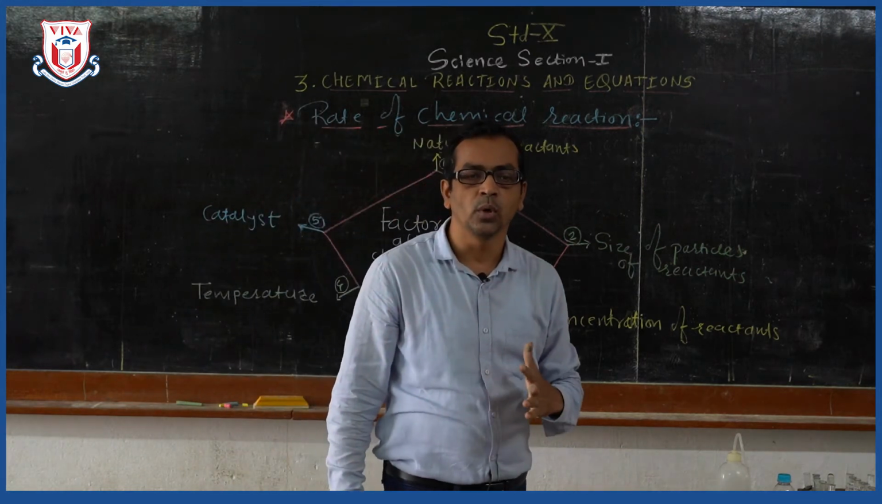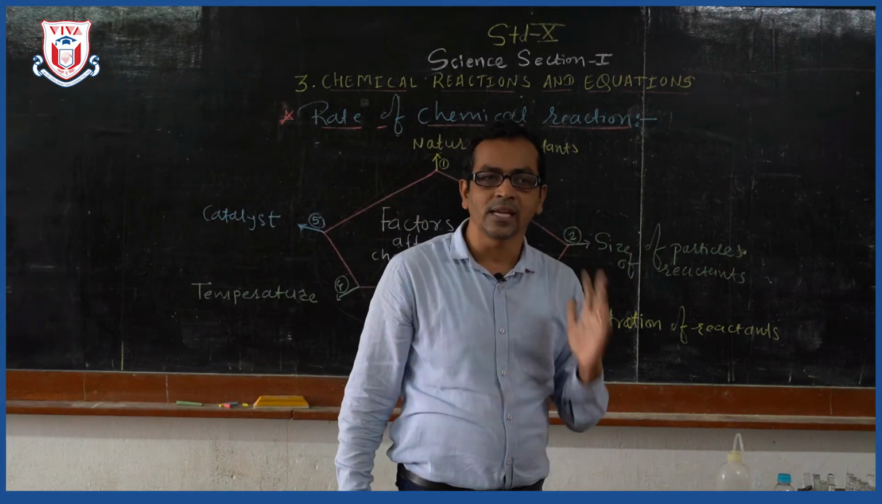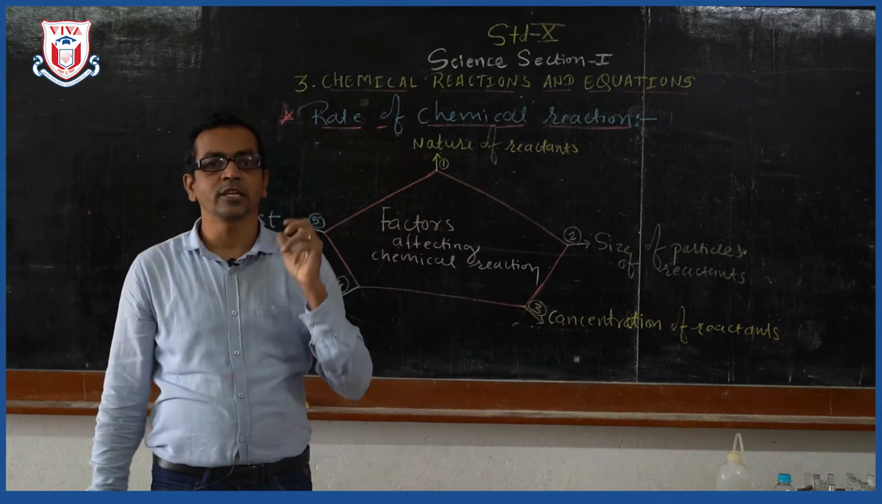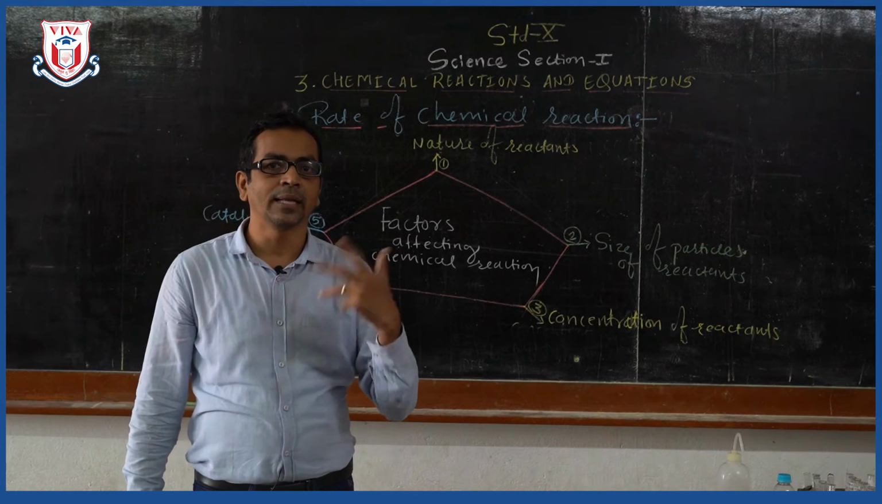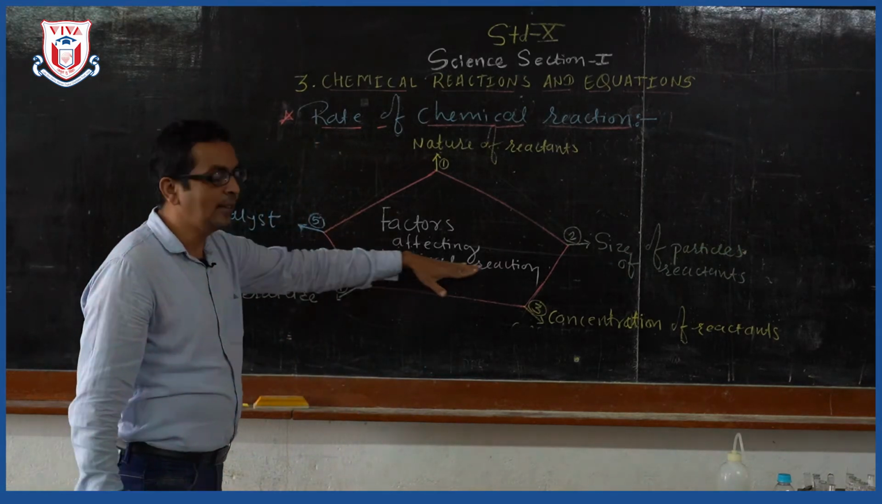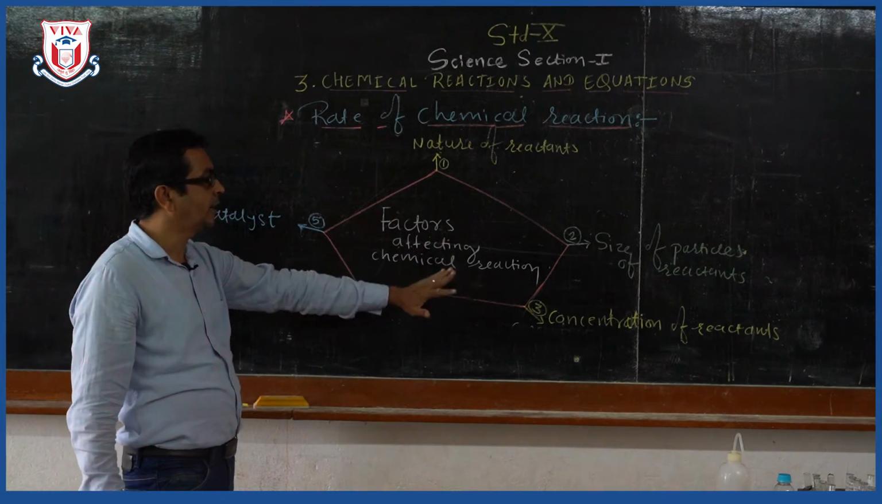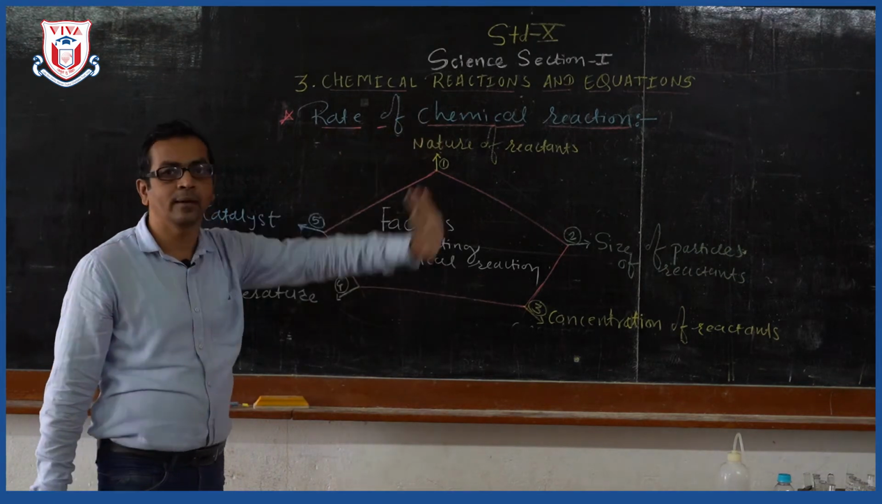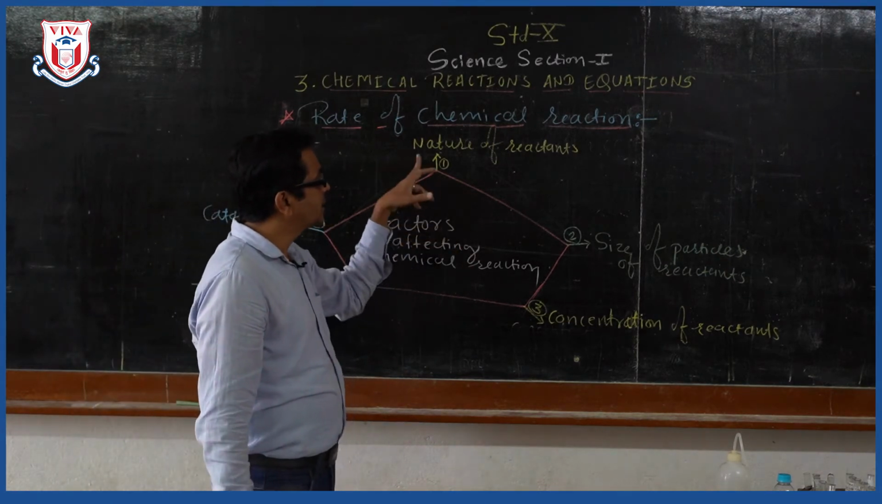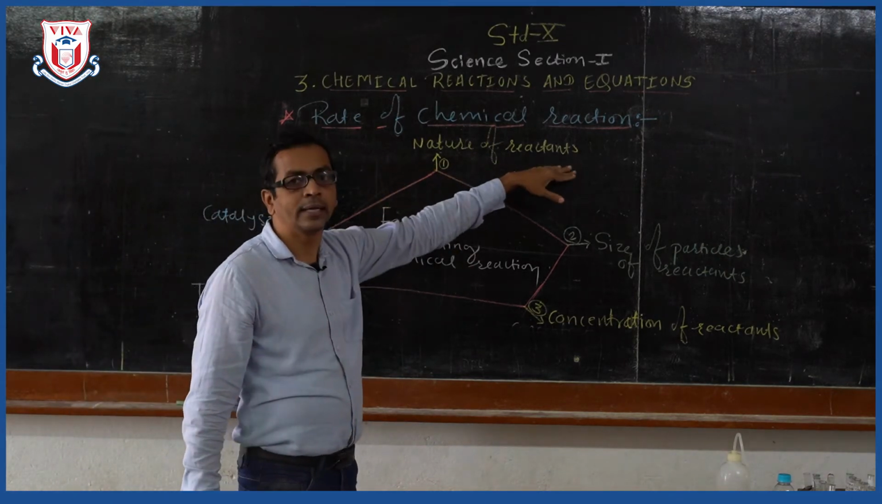In the same way here also, when chemical reactions are taking place, there are various things which affect the rate of that reaction. That is called factors affecting the rate of chemical reaction. In that, the first factor is the nature of reactants.